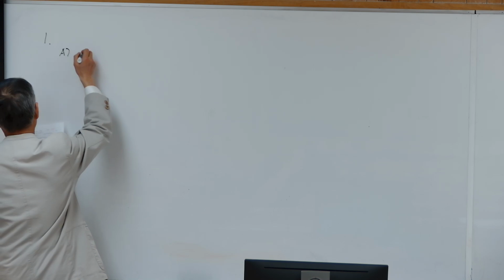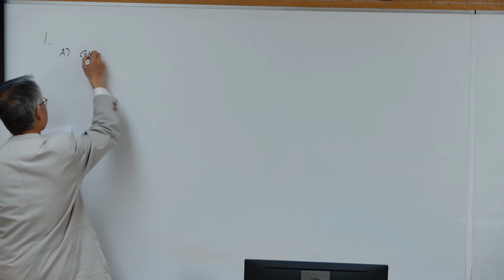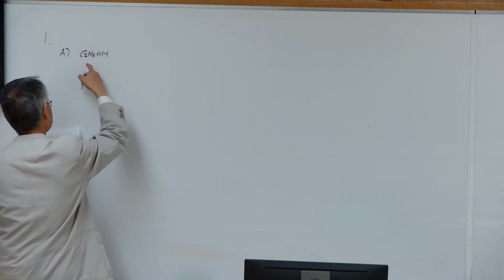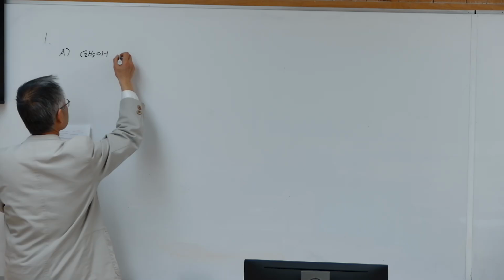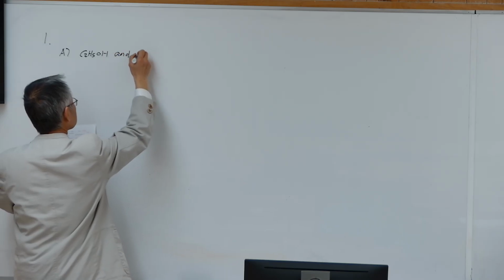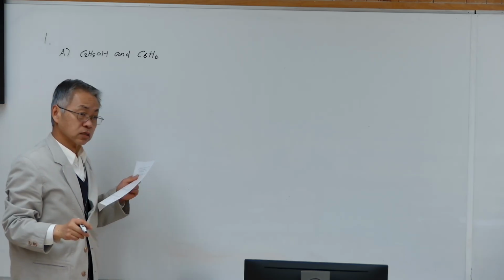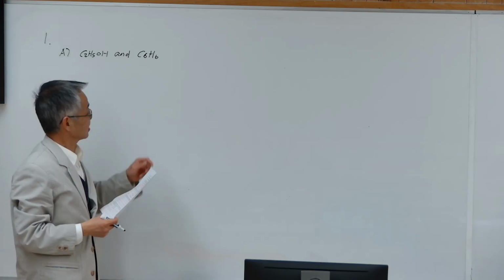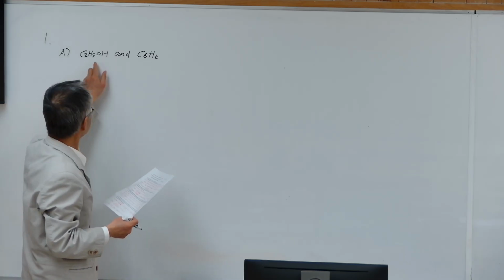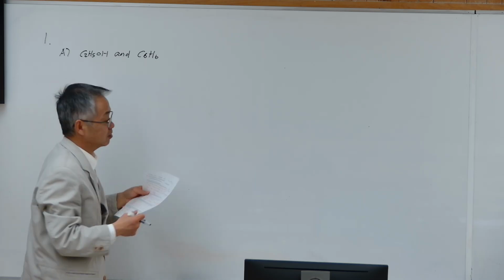A is ethanol alcohol, C2H5OH, and C6H6. Are these two substances similar to each other? Of course not. It's completely different. These have OH, this has no OH, right?